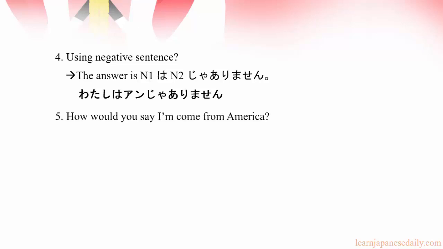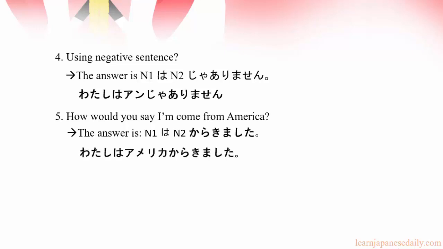Fifth, how would you say I come from America? The answer is, in vocabulary I had shown you the sentence. In this case, we use the structure N1 は N2 から来ました. For example, I come from America. 私はアメリカから来ました.